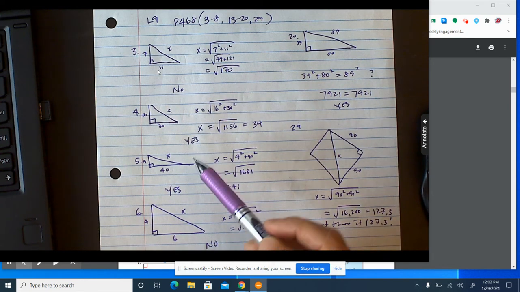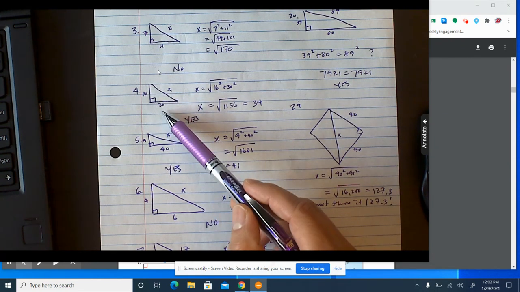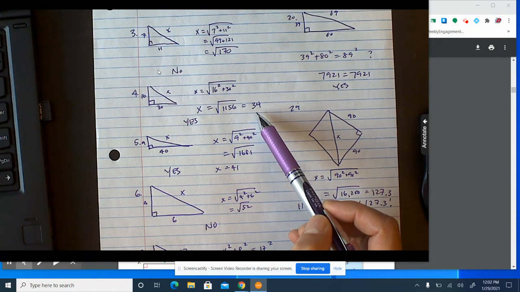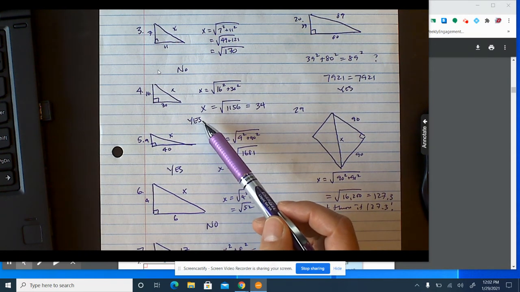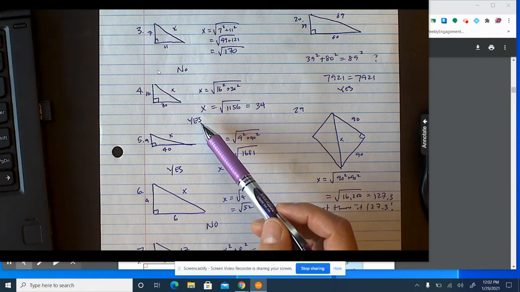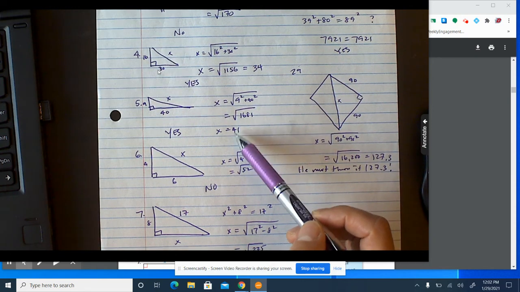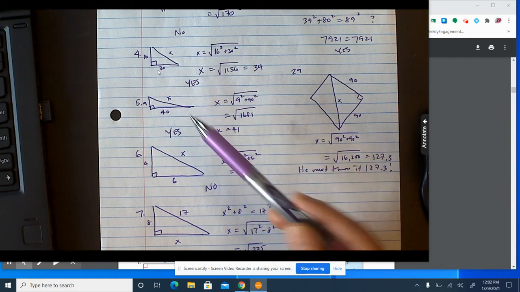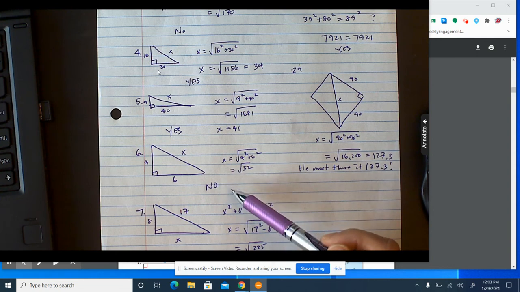But what about question number 4? Same type of question. Again, you're missing the hypotenuse, but you have 16 and 30. So x is 34. Now you have 16, 30, 34. Yes, that's a Pythagorean triple because those are all integers. Number 5, again, you're missing the hypotenuse. Solving, you get x equals 41. That again, 9, 40, 41, that's a Pythagorean triple. Number 6, that is not a Pythagorean triple because root 52 is not an integer.